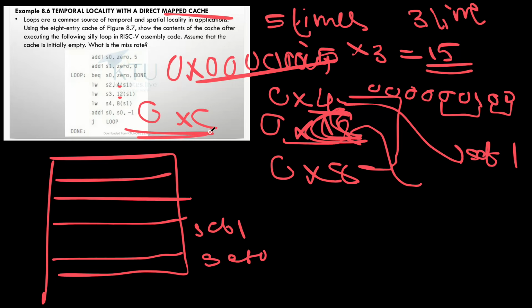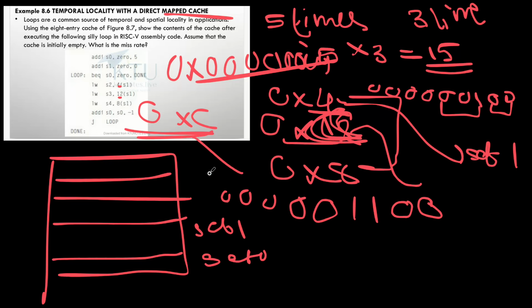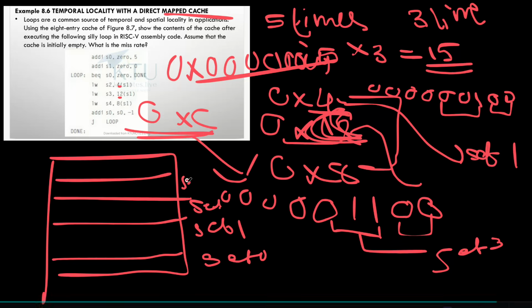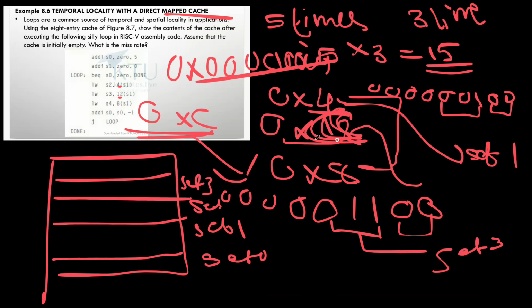So the C value would be what? 0 0, 4 plus 8 is 1 1, then the rest would be 0. This is how you write 0xC in binary form. So this represents the byte offset, and 110 would represent the set. 110 is what? Set 3. So you have set 2 here and set 3 also. In set 3, 0xC would be placed.